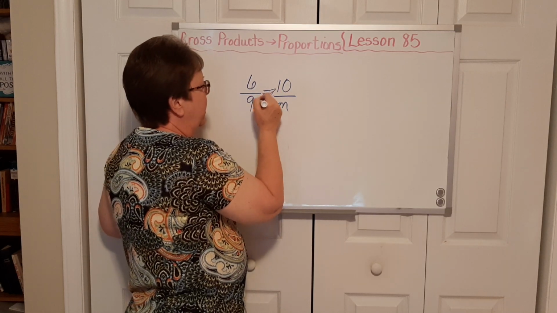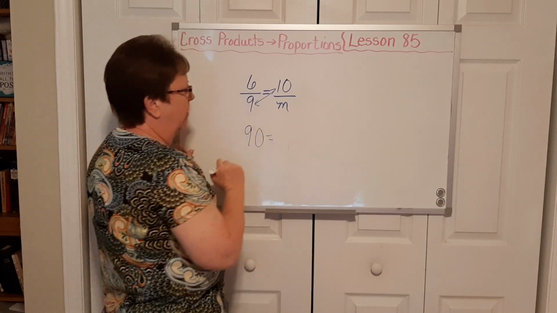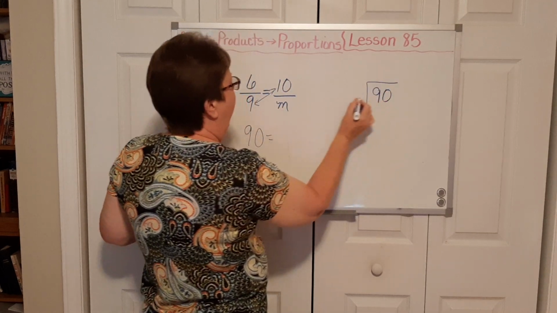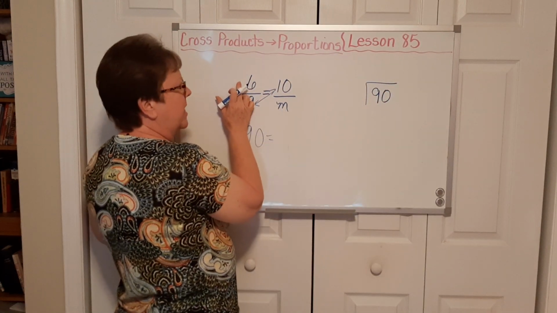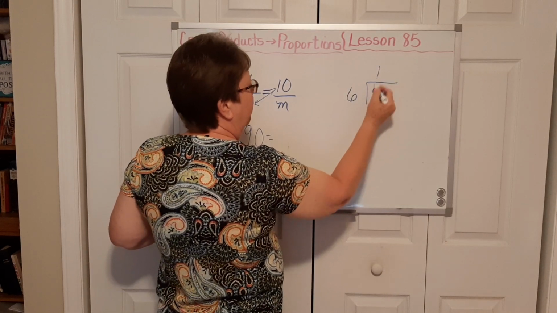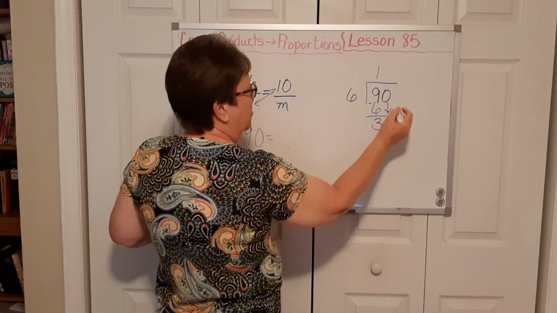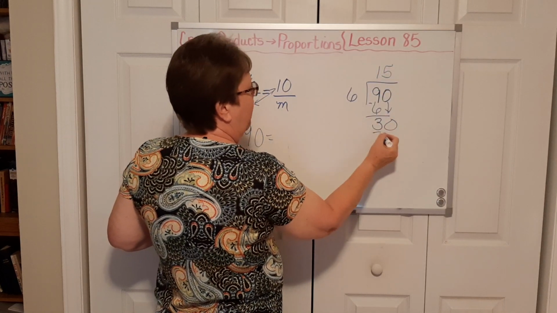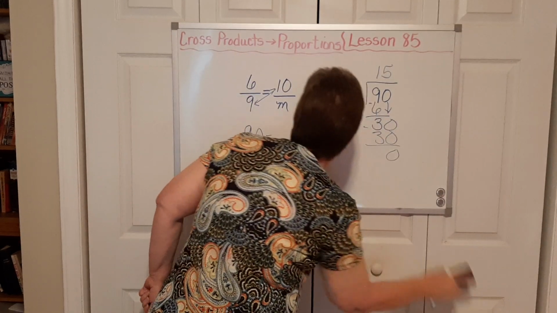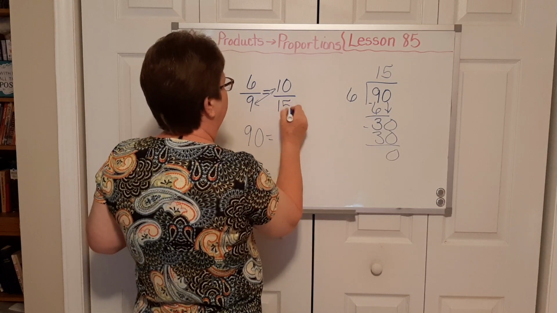So 9 times 10 is 90. Now we're going to take that 90 and divide it by that 6, and that'll give us what m is equal to. Let's go ahead and divide here. 6 goes into 30 5 times. 6 times 5 is 30. So we're saying now that our m is equal to 15.